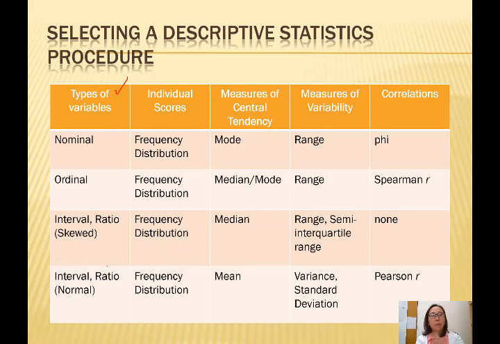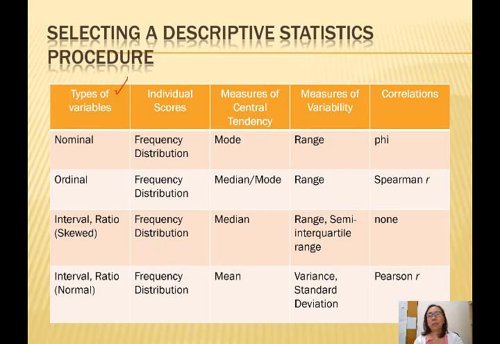Regardless of the type of variables, we initially put all the data together and create a frequency distribution, and that's what we do with individual scores. So that's the topic for today. And then we will talk about measures of central tendency, which are different ways of measuring the average.